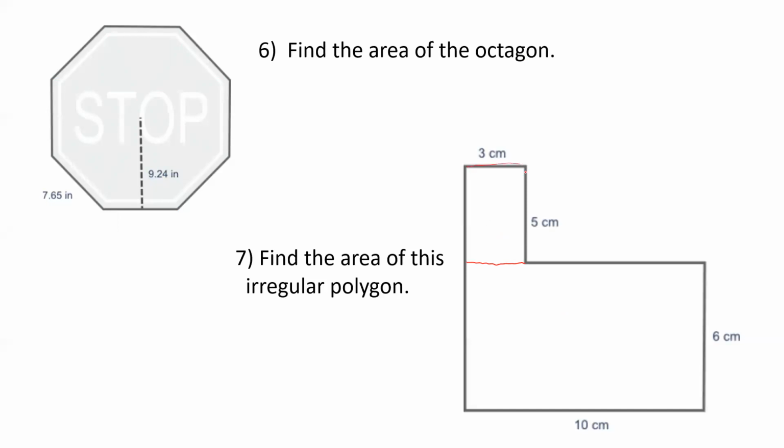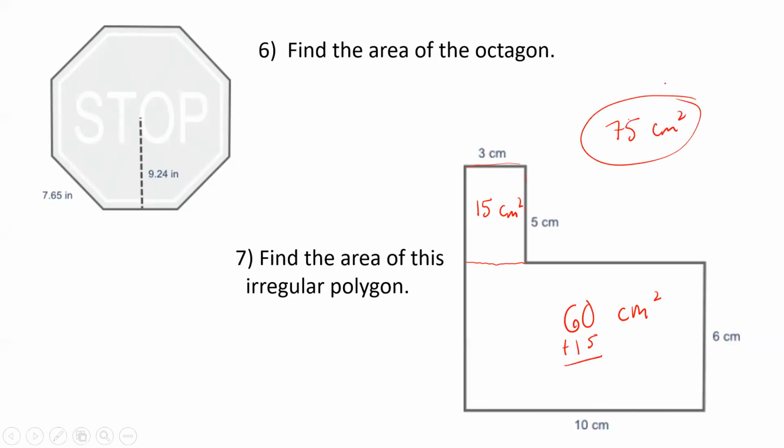Well, this rectangle up here is a 3 by 5. So I know 3 times 5 is 15. And this rectangle down here is a 10 by 6. 10 by 6 is 60. And then for the whole thing, I would just add 60 plus 15, which is 75 centimeters squared, the area of our whole irregular polygon.